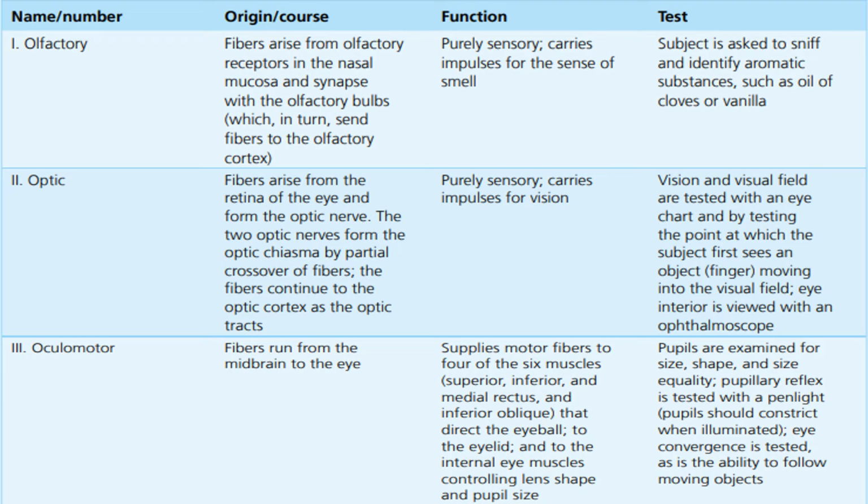Then we have number 3, the oculomotor nerve. Fibers run from the midbrain to the eye. It supplies motor fibers to 4 of the 6 muscles, the superior, inferior, and medial rectus and the inferior oblique, that direct the eyeball, to the eyelid, and to the internal eye muscles controlling lens shape and pupil size.